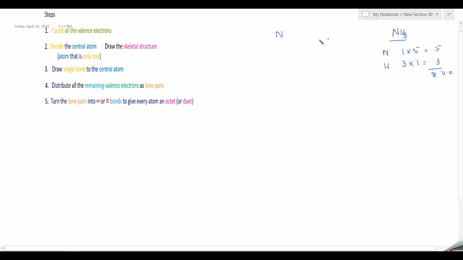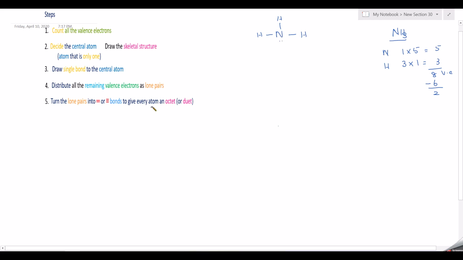Then you have to draw the skeletal structure. The 3 hydrogens you have to write like this. And then you have to draw the single bond between atoms. Like this, you draw the single bonds, and totally 3 bonds we have written. So total 6 electrons. You have to subtract 6 electrons from 8 to find out the remaining electrons. So 2 electrons are left out, and these should be written as a lone pair. You can write the lone pair only on nitrogen because hydrogen has a maximum of 2 electrons.